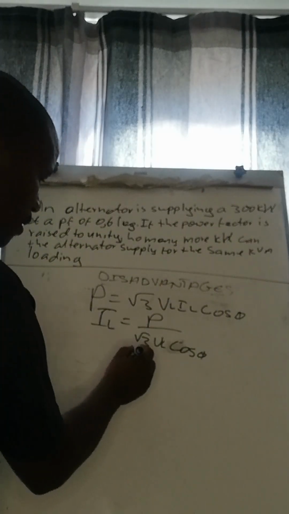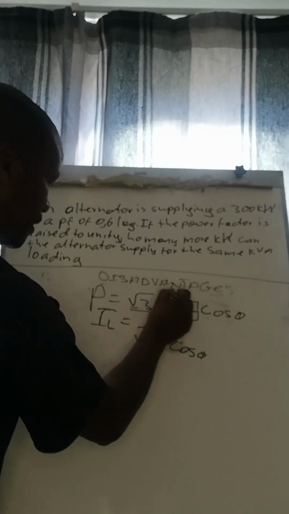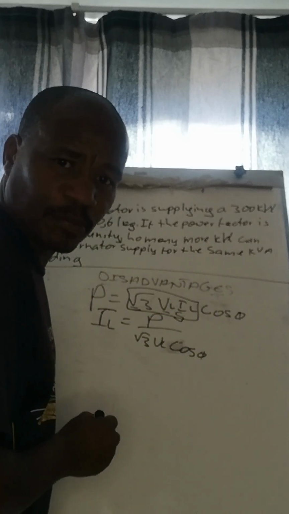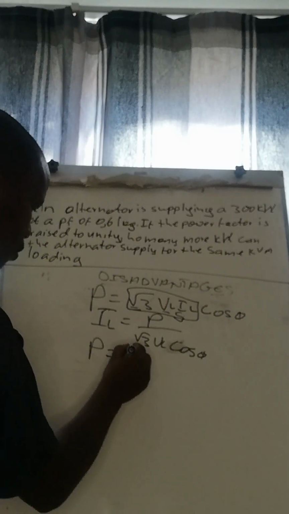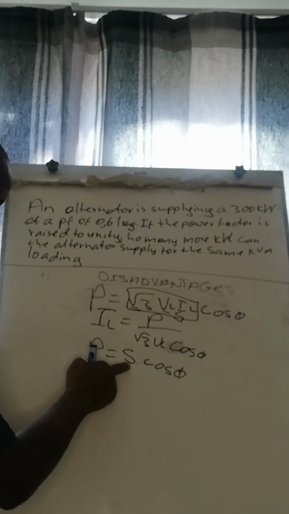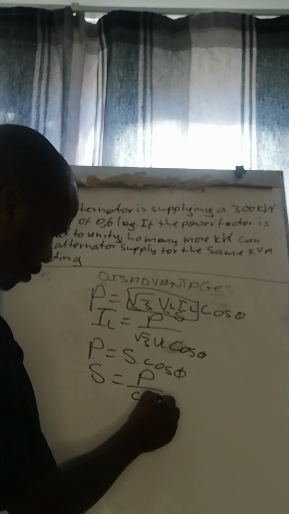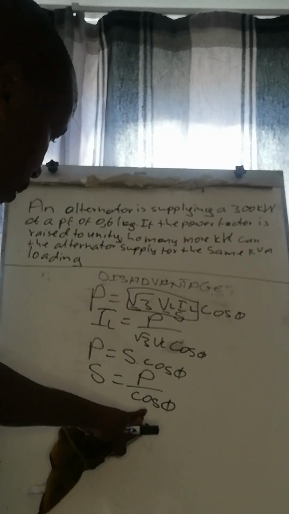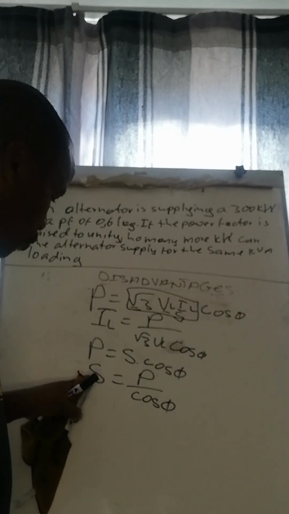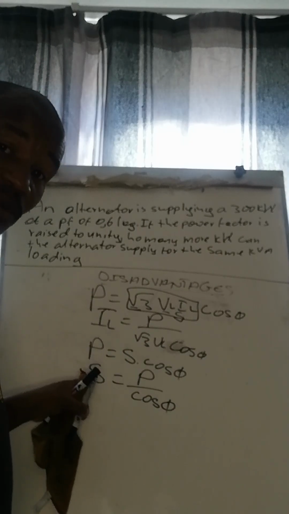You can also look as well. Look, root 3 V line I line. This thing, we call it the rating of an equipment, S, which is apparent power. What does that mean? Power is equal to S cos of phi. Let's make S subject of the formula as well. S is equal to P over cos of phi. The power factor is inversely proportional to the rating of the equipment. This is apparent power in kVA, the kilovolt amps rating of equipment.